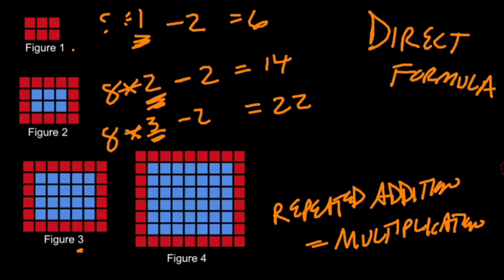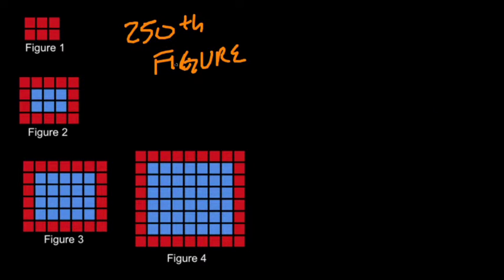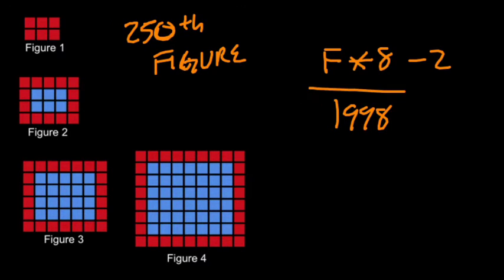Why is this kind of formula more useful, more powerful than a recursive formula? This is why. If I ask you how many red squares are in the 250th figure, with a recursive formula, add 2 to each side, add 2 to each side, add 2 to each side, add 2 to each side, add 2 to each side, you have a lot of work to do. Whereas if you can come up with a direct formula, figure number times 8 minus 2, I've got my answer already. It's 1,998. There are 1,998 red squares in the 250th figure, right? 250 times 8 minus 2.